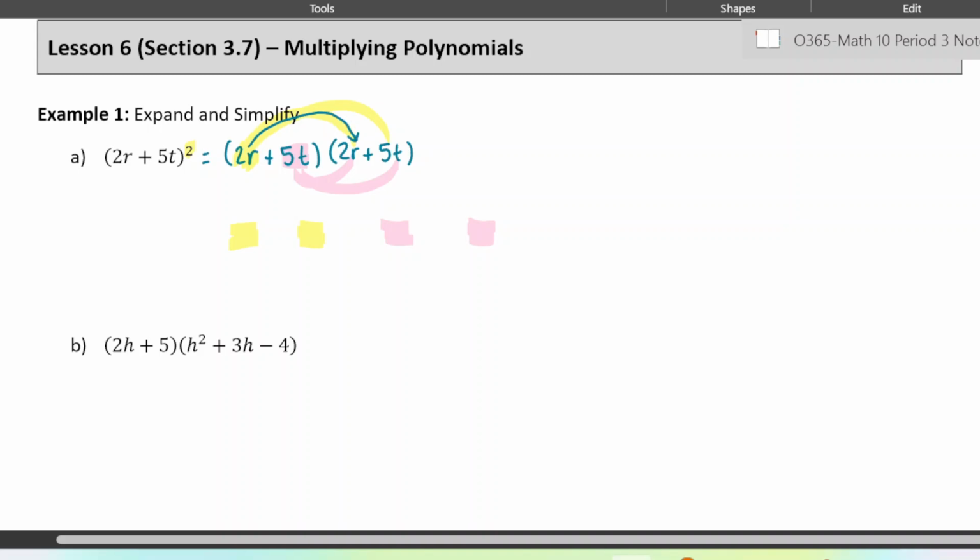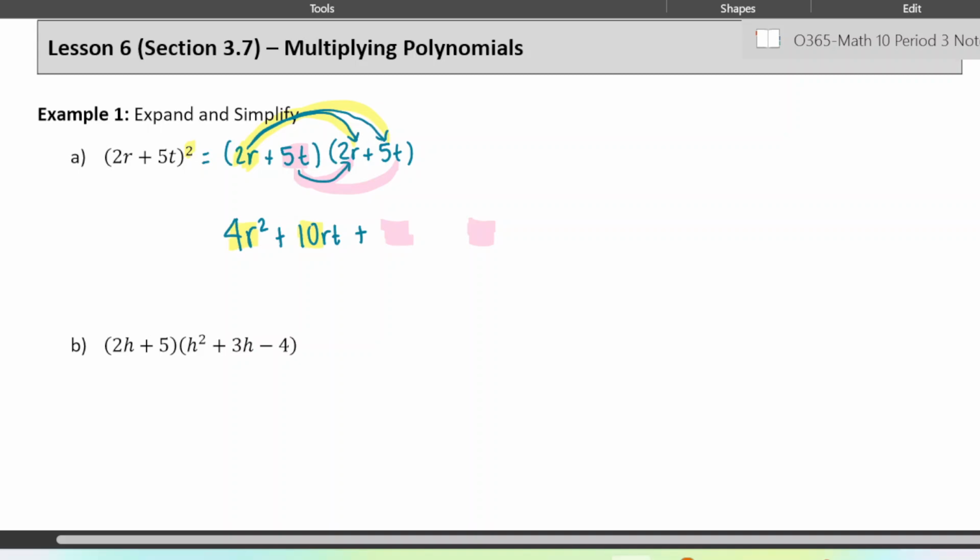2r times 2r. So 2 times 2 would be 4, and r times r would be r squared. Okay, next yellow one, 2r times 5t. So 2 times 5 is 10, and when the variables are different, you just simply write them next to each other. So r times t, so you can just write rt. Okay, you can't combine them because they're different letters. Okay, let's do the pink one.